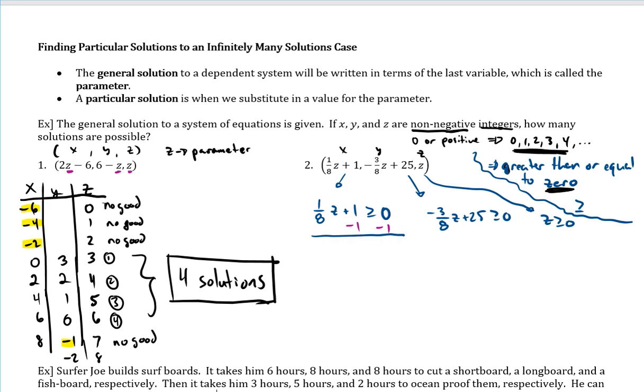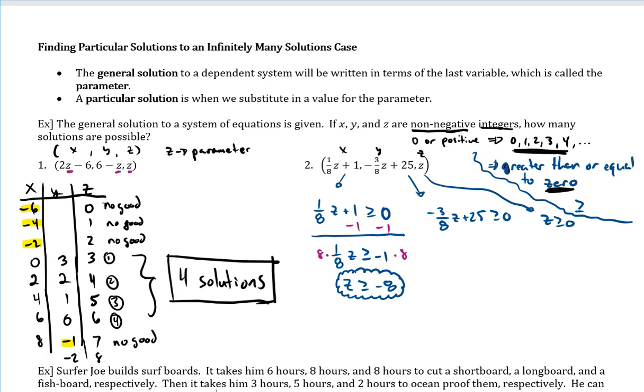So for this first one, we'll just subtract 1 from both sides to get 1/8 z is greater than or equal to -1. And then if we multiply by 8 on both sides, that would give us z is greater than or equal to -8. Okay, so there's one part, and I'm just going to squiggle it around for now.